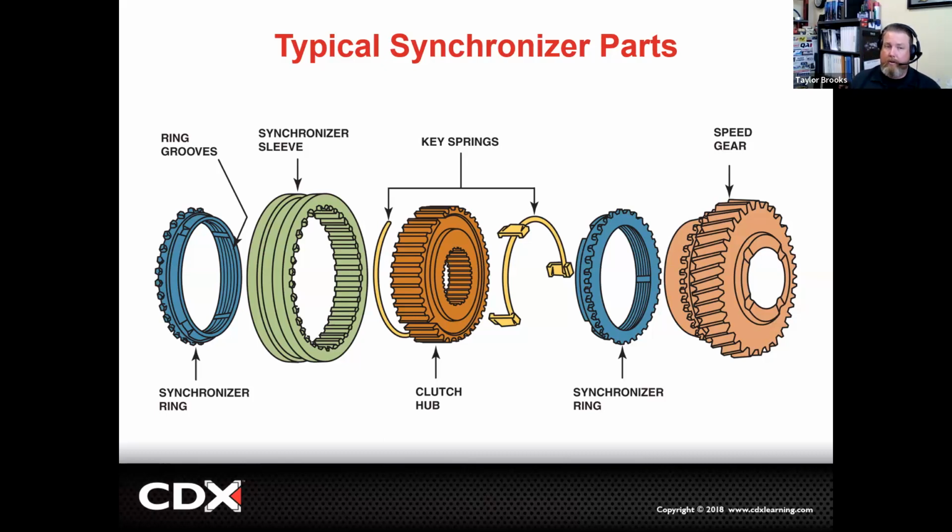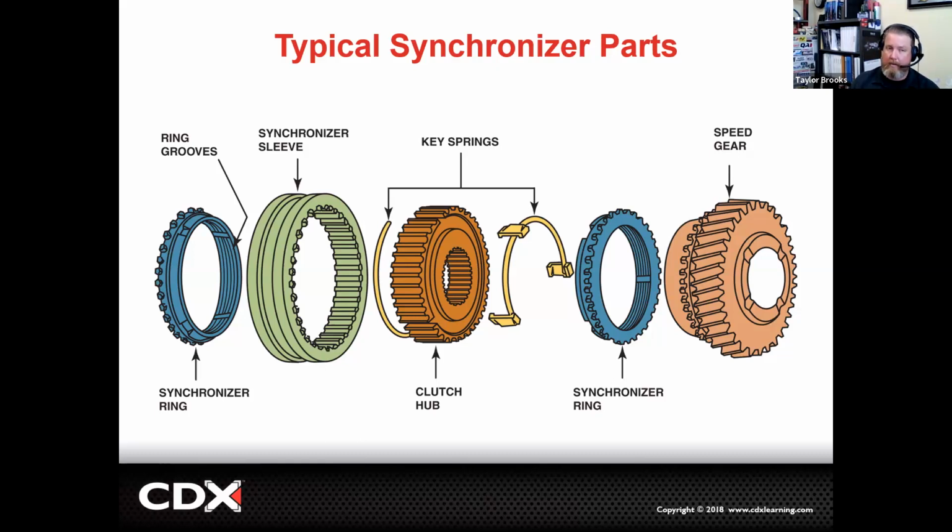The next component we're going to have is the synchronizer sleeve, which is in green on the left there. That synchronizer sleeve is going to be moved, and it has a collar that goes over it that will allow it to get moved by the shifter. That then will lock into place via a set of splines onto the synchro rings or the blocker rings. And we're going to have one for each speed gear.